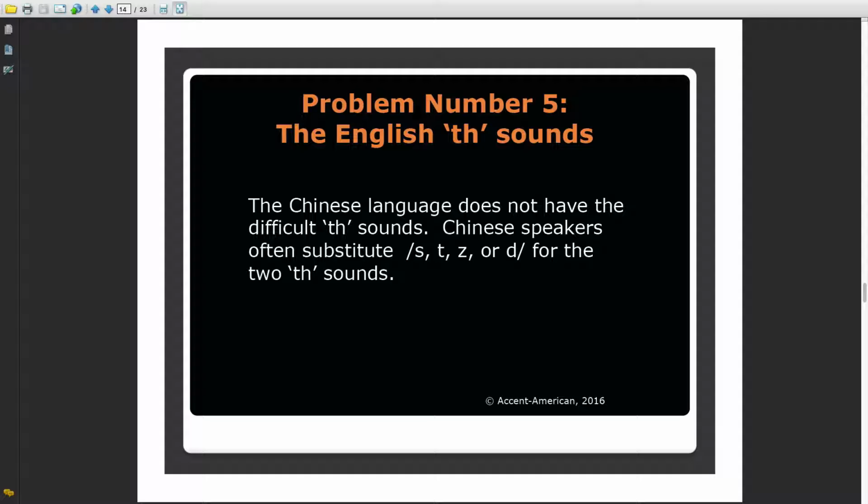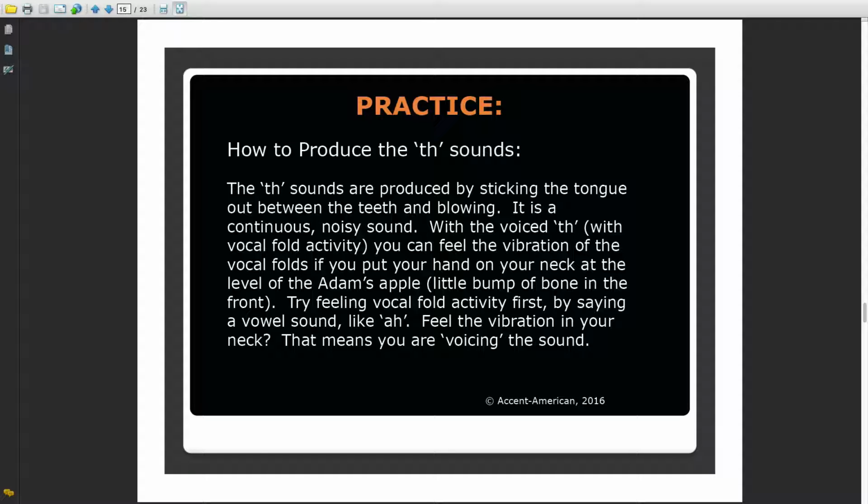Lastly, the English TH sounds are often a problem, not only for Chinese speakers, but for many languages. Chinese speakers often substitute s, t, z, or d for the 2 TH sounds. Now, let's talk about TH sounds for a second. The TH sounds, and there are 2 of them, are produced by putting your tongue, sticking it out between your teeth and blowing. You have to stick your tongue out. There's no way to make a TH sound without sticking out your tongue, and I know it makes a lot of people uncomfortable. It's a noisy sound. So we stick out our tongue and we say, we blow.